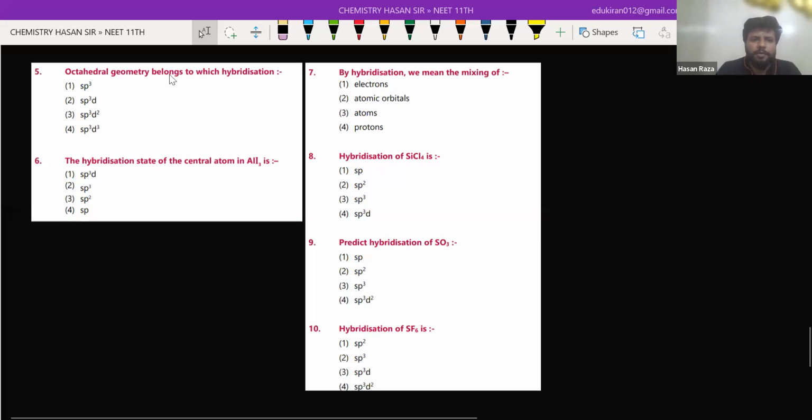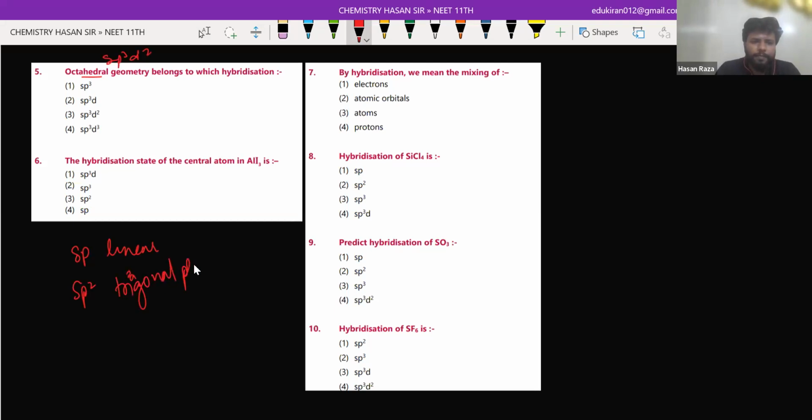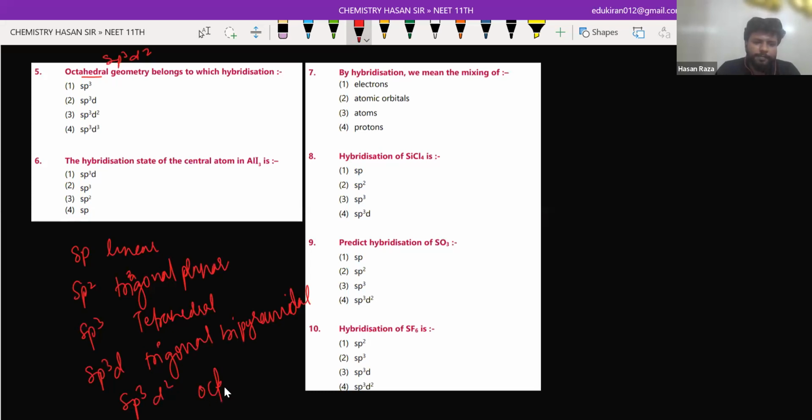So okay, see, I'm going to explain. Octahedral means sp3d2. You have to remember this. For sp, the geometry is linear. sp2 is trigonal planar. sp3 is tetrahedral. sp3d is trigonal bipyramidal. sp3d2 is octahedral. sp3d3 is pentagonal bipyramidal.